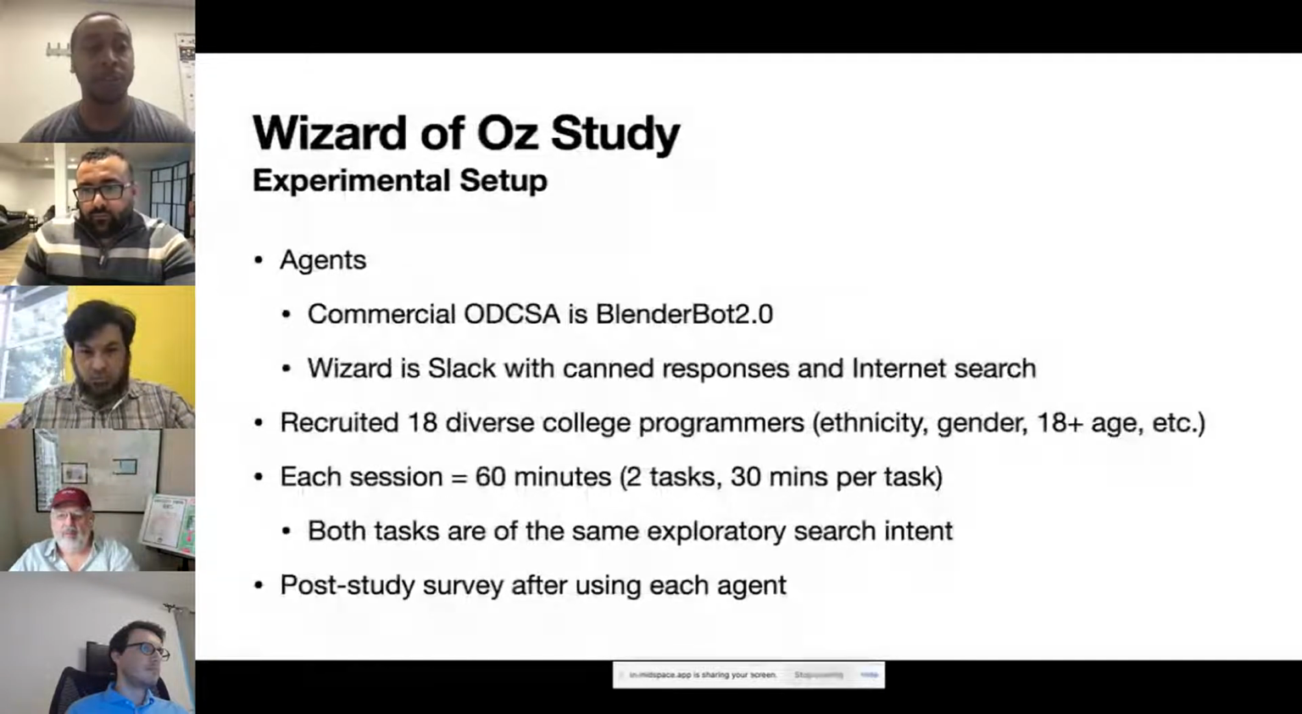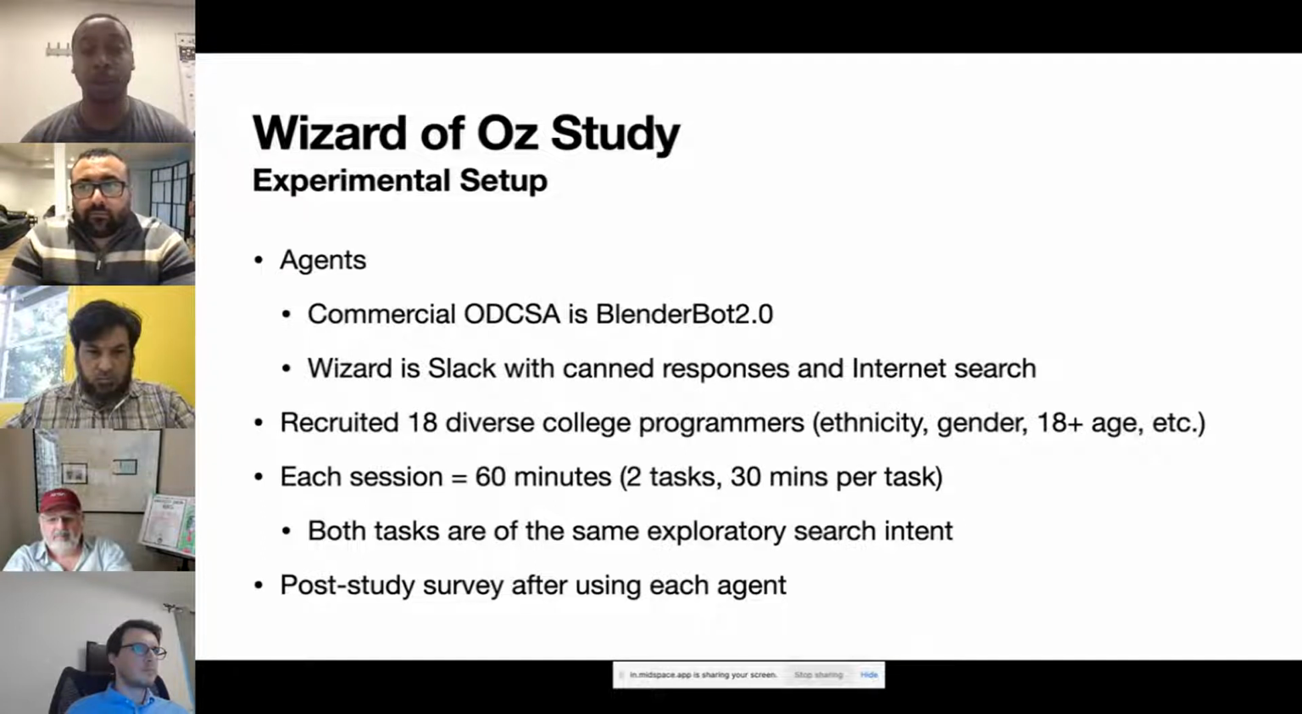To answer these questions, we set up a Wizard of Oz study. We had a commercial ODCSA, which is BlenderBot 2. Wizards curated canned responses and internet search was available. We recruited 18 diverse college programmers.